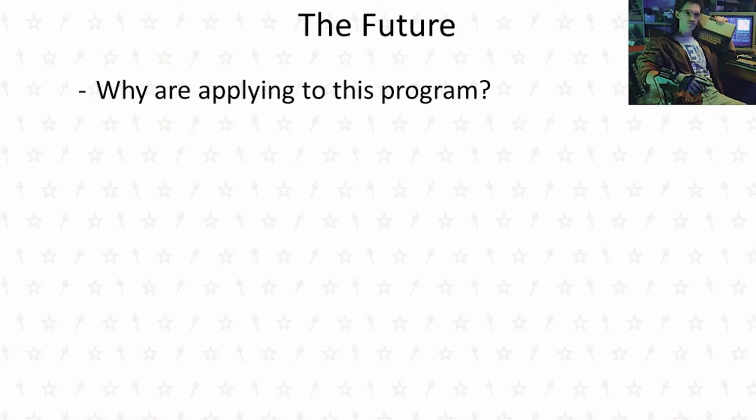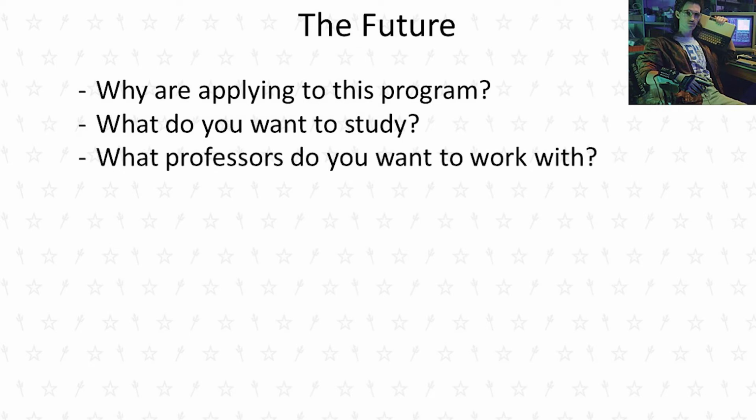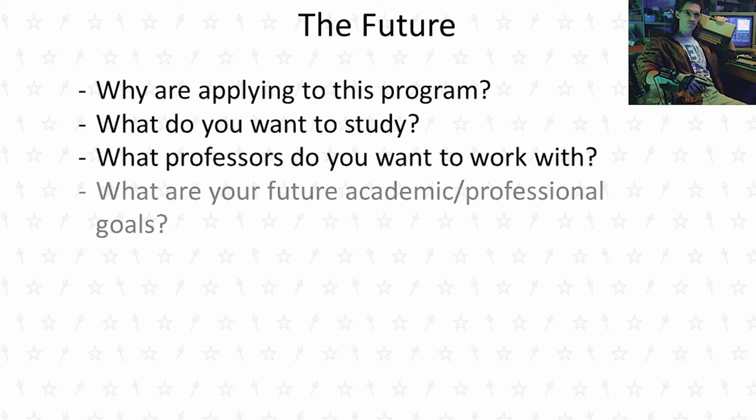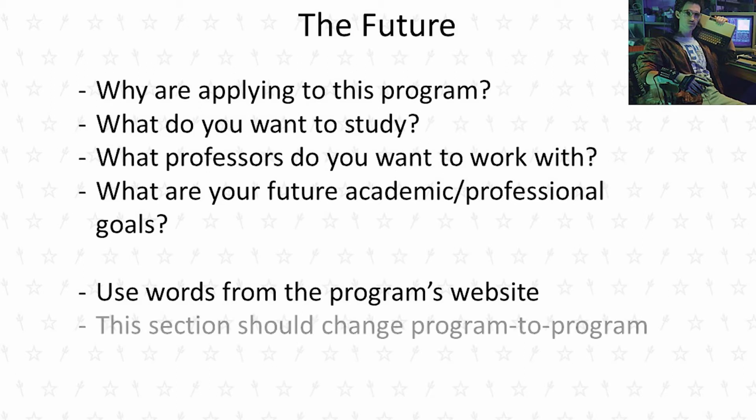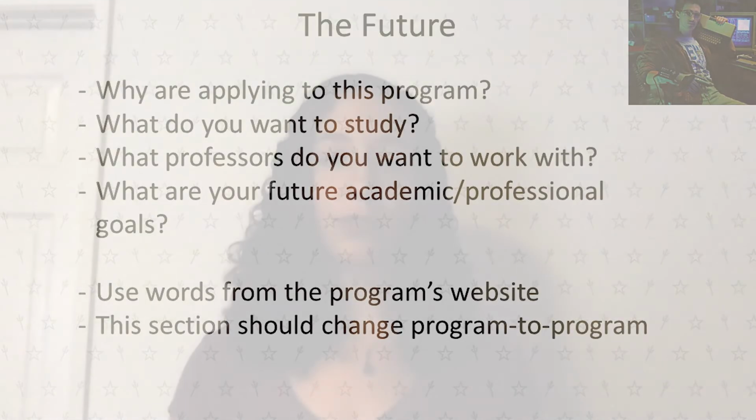The last part of your personal statement is a discussion of your future. Why are you applying to this program? What do you want to study? What professors do you want to work with? What are your future academic or professional goals, and how can this program help you achieve them? In this section, you want to make it clear that you can also be an asset to their program. I suggest that you use specific words from the program's website. This part of your personal statement is likely to change the most from program to program. Tailor it to the specific school or program and be very specific in general.